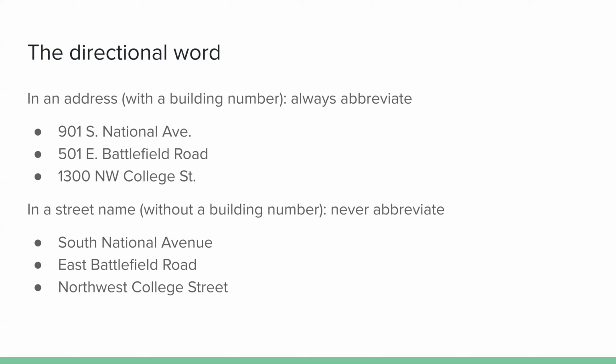In a street name, which again means there's no building number, never abbreviate the directional word. It just gets spelled out. So all the same examples as before, except now the building number's gone. South spelled out, east spelled out, northwest spelled out. Okay, so it's an if-then situation. If there's a building number, do this. If there's not a building number, do that.